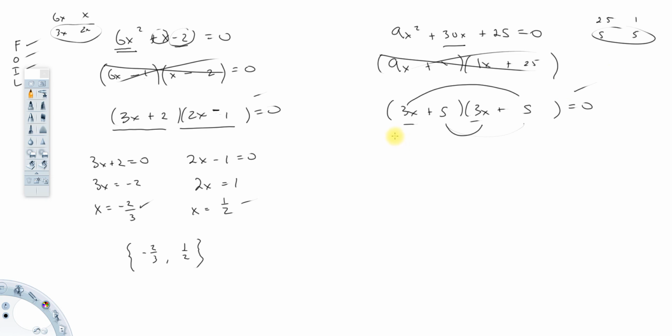So now we take a look at this and say, well, maybe 3x plus 5 is equal to 0. In which case 3x would equal minus 5, and x is going to be minus 5/3. Now here, if we set this equal to 0, we're just going to get the same solution. And so that really isn't another solution. So our solution set in this example is just minus 5/3.